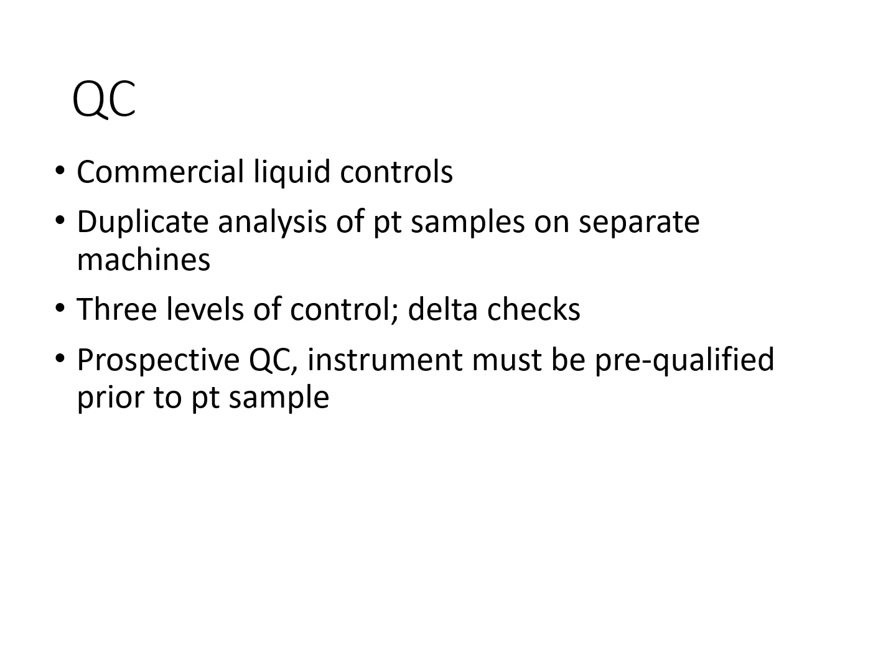Levels of control: like everywhere else, there are 3 levels of control, low, normal, and high, to help cover that analytical range. And we're going to make sure to use some delta checks to monitor shifts or trends in the patient results over time. QC should be prospective, meaning it's performed before patient samples are tested, just like every other test, right? The instrument must be pre-qualified by passing QC checks to ensure results are valid.